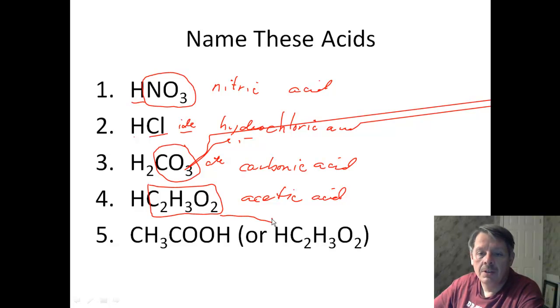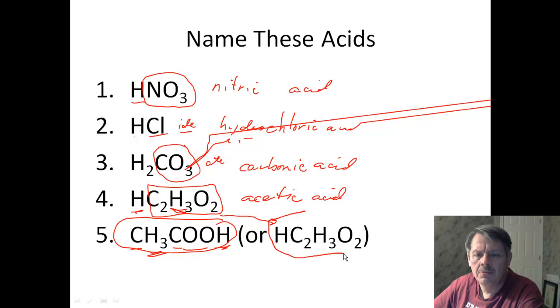Number 5 is a trick question. Notice that it's the same thing here. Right? If you count everything here, you've got 4 H's, 2 carbons and 2 oxygens, and here you have 4 H's, 2 carbons and 2 oxygens. So this is still acetic acid. It's just a strange way to write it. Okay, so just be aware it might be written in a strange form. But usually, for our purposes, we will write acetic acid this way in class.